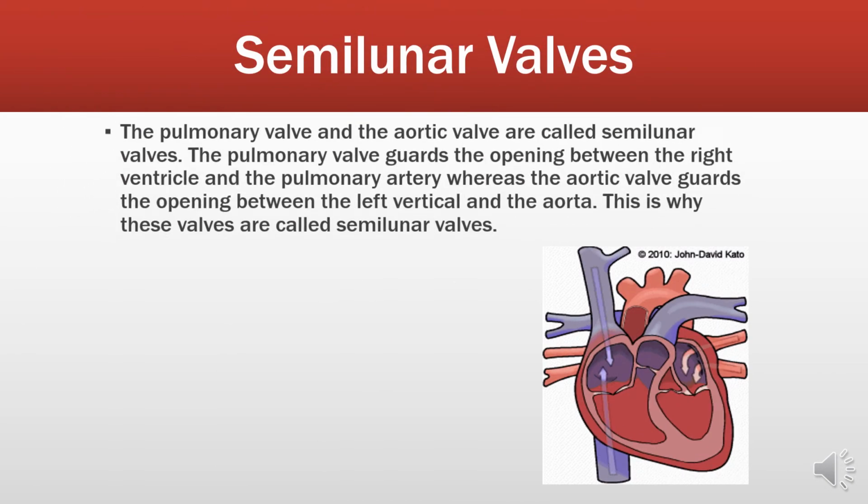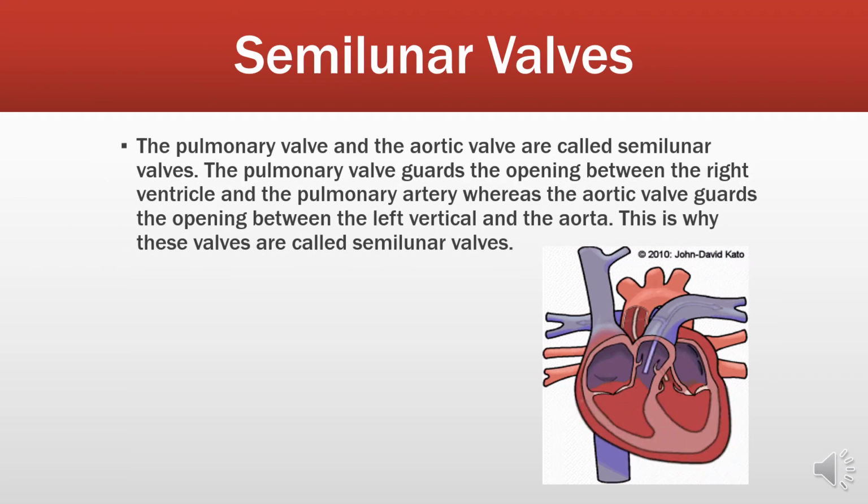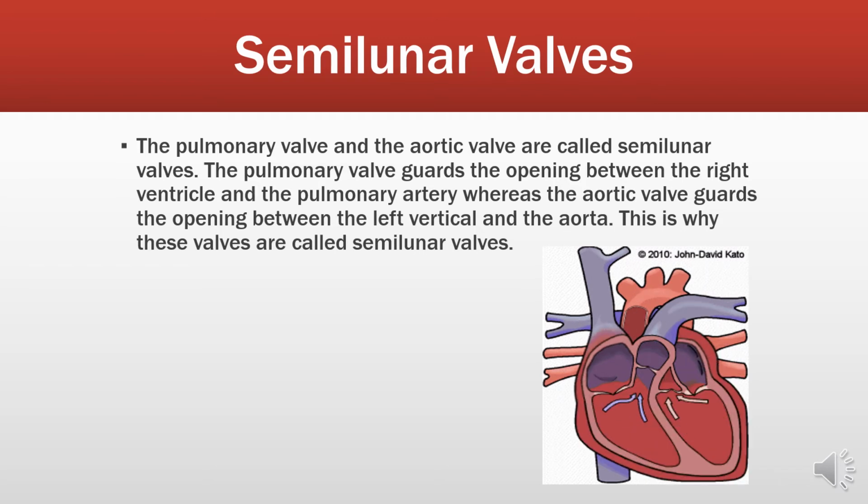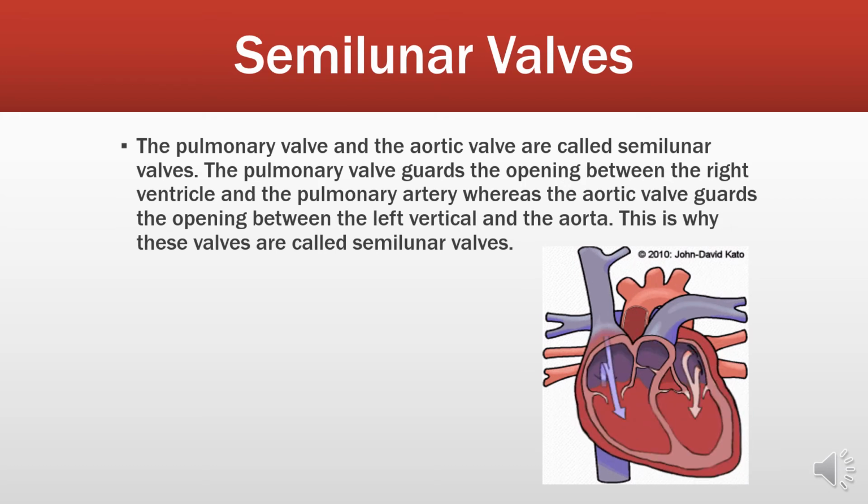Semilunar valves. The pulmonary valve and the aortic valve are called semilunar valves. The pulmonary valve guards the opening between the right ventricle and the pulmonary artery, whereas the aortic valve guards the opening between the left ventricle and the aorta. This is why these valves are called semilunar valves.